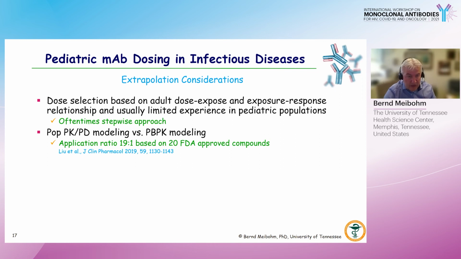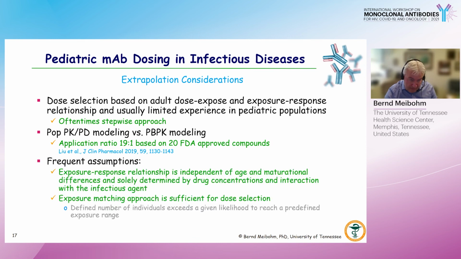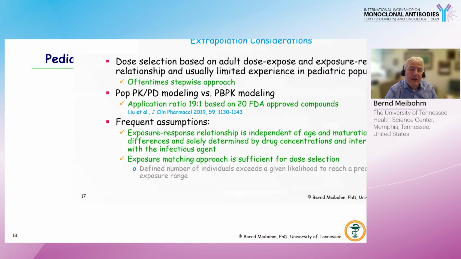The reason for that is most likely that PBPK modeling is still associated with a lot of uncertainty in young pediatric patients due to our limited knowledge of the drug disposition processes in this group of patients. So the frequent assumption for infectious diseases is that the exposure-response relationship is independent of age and maturational differences and solely determined by drug concentration and interaction with the infectious agent. And then, if that is given, exposure matching is sufficient for dose selection to result in a defined number of individuals that exceeds a given likelihood to reach a predefined exposure range.